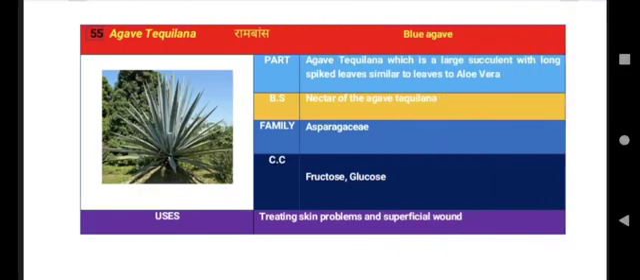So now let's see the chart preparation. Agave tequilana is a rhizome. Basically it is a part of Agave tequila, which is a large succulent with long spiked leaves similar to the leaf of aloe vera. Biological source: nectar of the Agave tequila, family Asparagaceae. Chemical constituents: many chemicals are present, but mainly two, fructose and glucose. Basically it is used for the treatment of skin problems and superficial wounds.